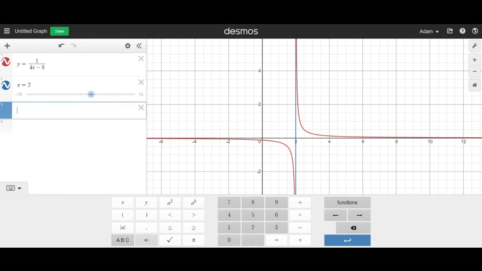I mean, on your graphing calculator, you can get it as well. You don't have to have one, though. You know, we have Desmos, thank goodness. All right.